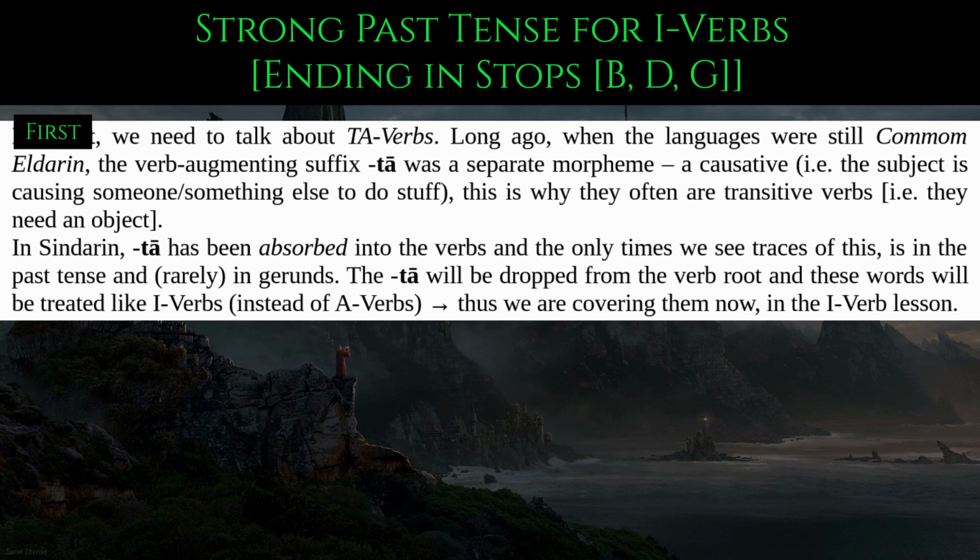You see, long ago, when the languages were still common Eldarin, the verb augmenting suffix ta was a separate morpheme, a causative morpheme, which means the subject is causing someone or something else to do stuff. And this is why they often are transitive verbs. If you remember, that means they need an object.